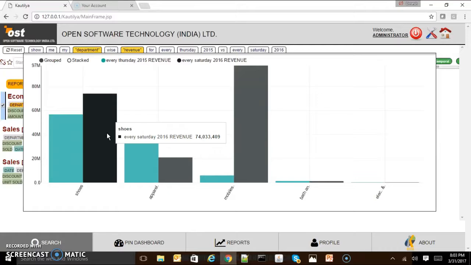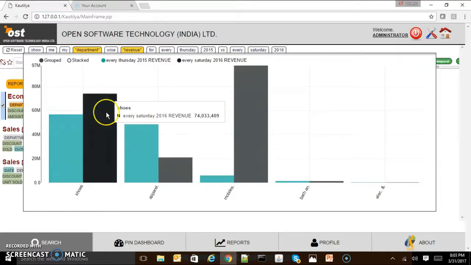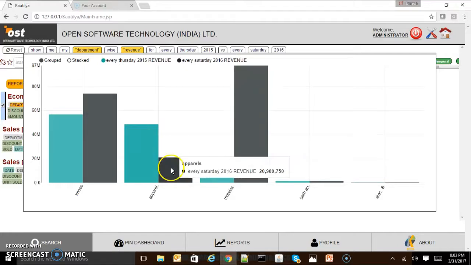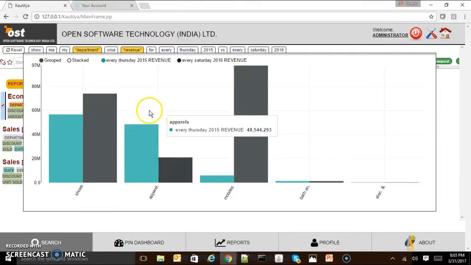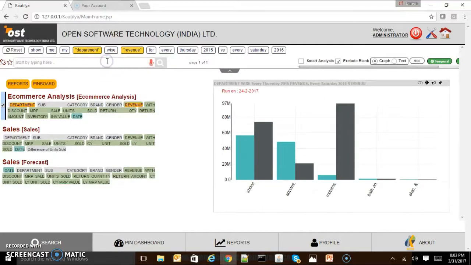Earlier in the quarter, I could see that both apparel and shoes are behaving in the same way. But in case of my weekly comparisons or daily comparisons, I can see that my shoes for Thursdays are selling less while they're selling more on a Saturday. But in case of apparels, they're selling more on Thursdays as compared to Saturdays. Similarly, you can go ahead and put any two dates and compare them over here.